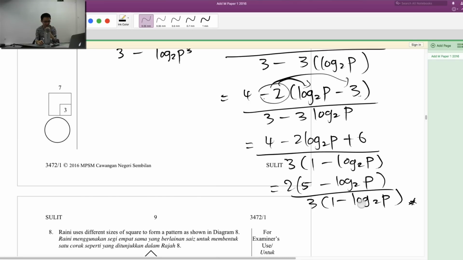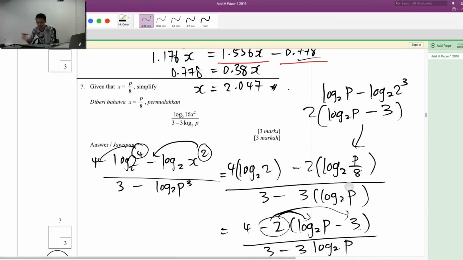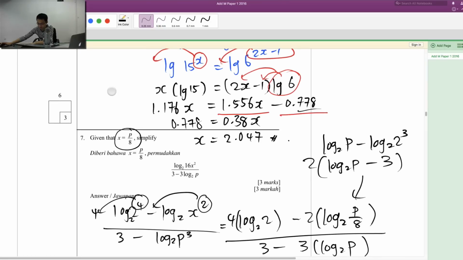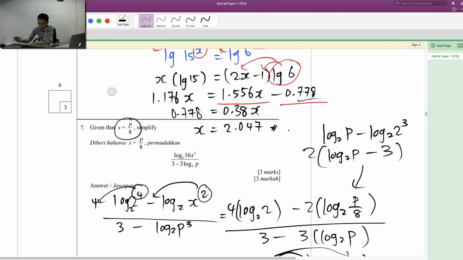How do you get P over A? Yeah, the P over A actually is from here. X equals P over A. It's actually given. So can I straight away substitute the P inside the original equation? Yeah, you can straight away substitute.